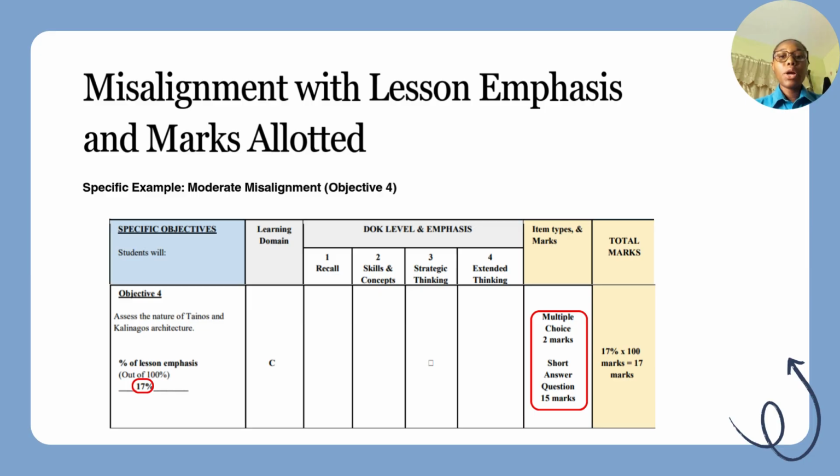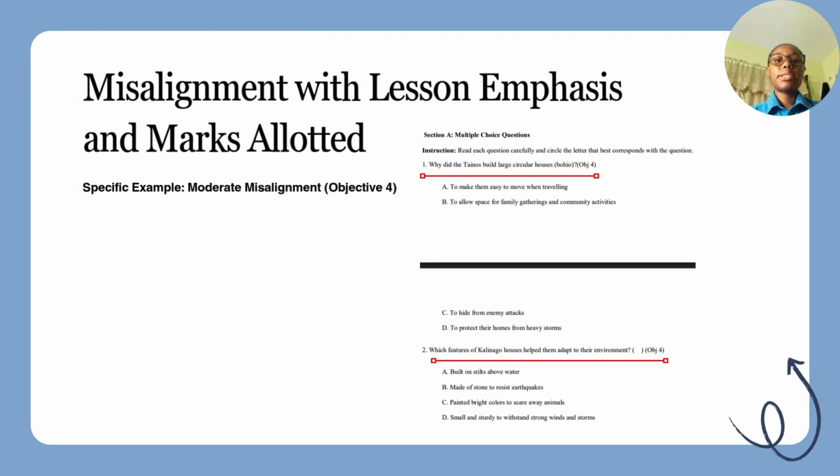The Objective 4, which is to assess the nature of the Tainos and the Kalinagos architecture, is also weighed at 70 marks to be assessed by a 2-mark multiple choice question and a 50-mark short answer question. But on the actual test, as you can see here, it includes 2 multiple choice questions, questions 1 and 2, labeled as assessing Objective 4, totaling approximately 2 to 4 marks.